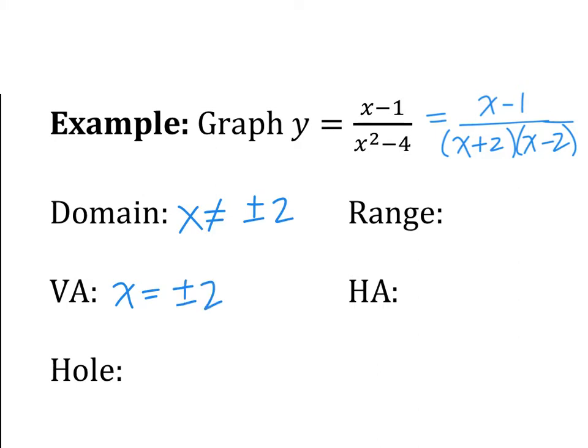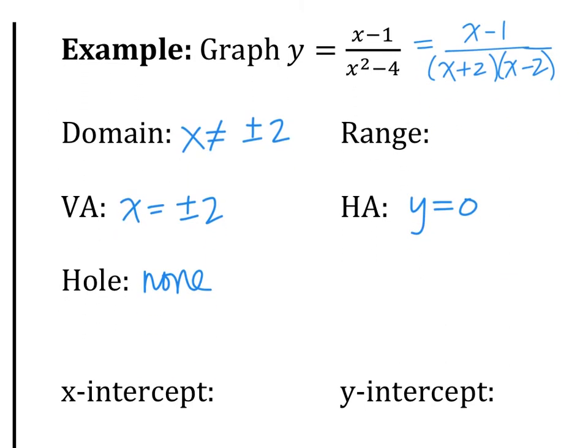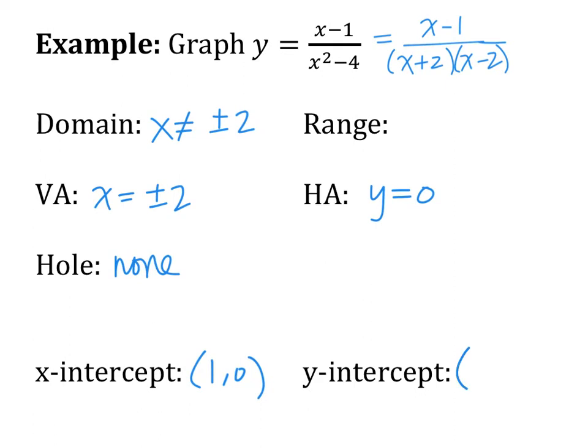Where is the horizontal asymptote? Check the degrees. Okay, the degree on the top is 1. The degree on the bottom is 2. So it's smaller on the top, which is y equals 0. Are there any holes? No, none, because nothing cancels. X-intercept. Where is the x-intercept? 1, 0. Where is the y-intercept? 0, 1/4. Okay, so it's easier if we write it in terms of the coordinate itself and then the equation for the asymptotes, because then when we graph, we know exactly where we're going.